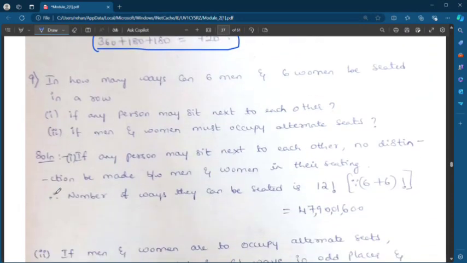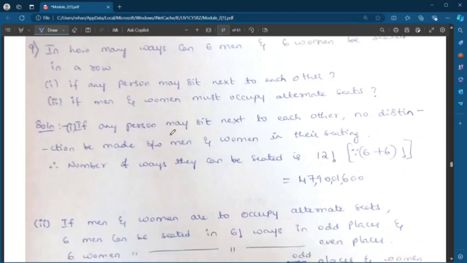I have explained it very fast and in a very simple way. Now, in how many ways can 6 men and 6 women be seated in a row? First, if any person may sit next to each other, no distinction can be made, so there is no restriction between men and women in their sitting. So the total number of ways they can be seated is 12 factorial.